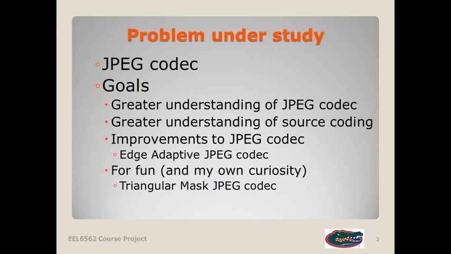My goals here are to gain a greater understanding of the JPEG codec, as well as a greater understanding of source coding in general. The improvement that I propose is an improvement to the JPEG codec I named Edge Adaptive JPEG Codec. Another area explored by this project, mostly just for fun and for my own curiosity, was something I'm calling Triangular Mask JPEG Codec.